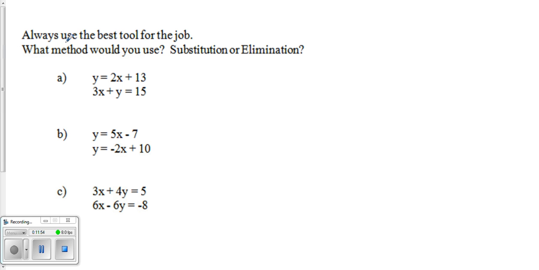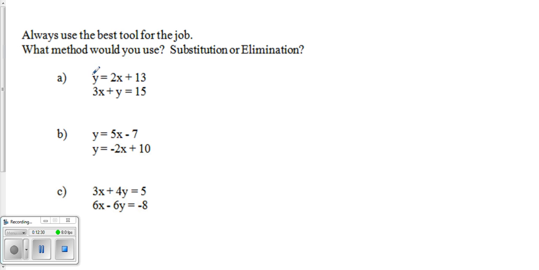Now, whenever you have a system of equations, you always want to think, what would be the best tool for that job? So what method would you use to solve these ones, substitution or elimination? For A, in this case, y equals 2x plus 13 and 3x plus y equals 15. We've got two different equations, and we want to know, would we want to use substitution or elimination? Well, in this case, we have y alone already, we didn't have to do anything to get y alone, we can use that to substitute in right away.